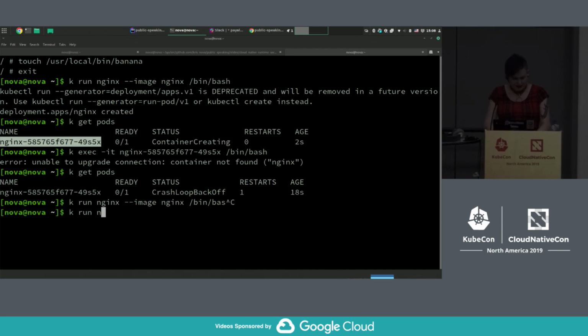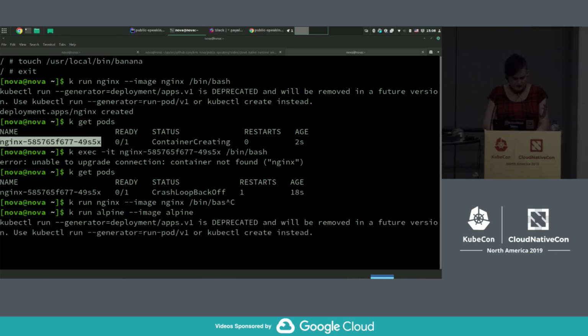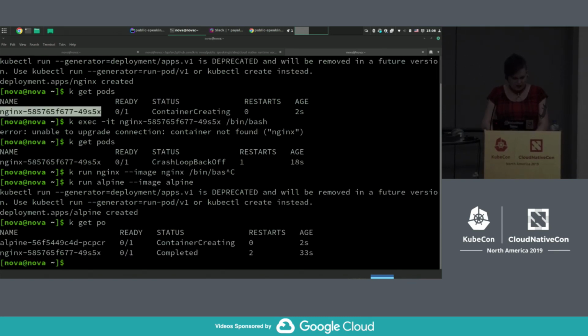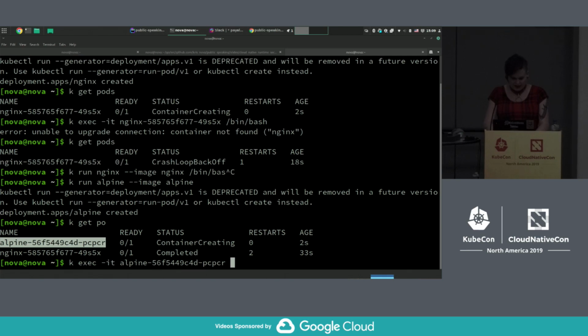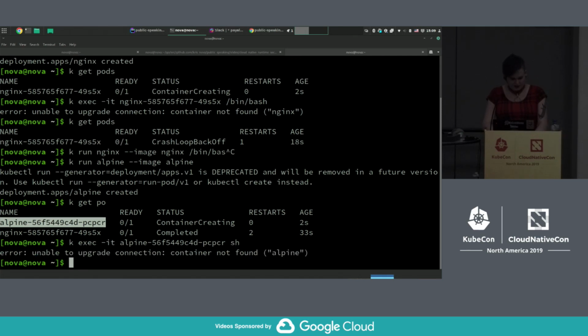Okay, let's do this. kubectl run alpine, image alpine. kubectl get po. Let's try this one. kubectl exec it, the name of our pod, sh. Container not found, alpine.